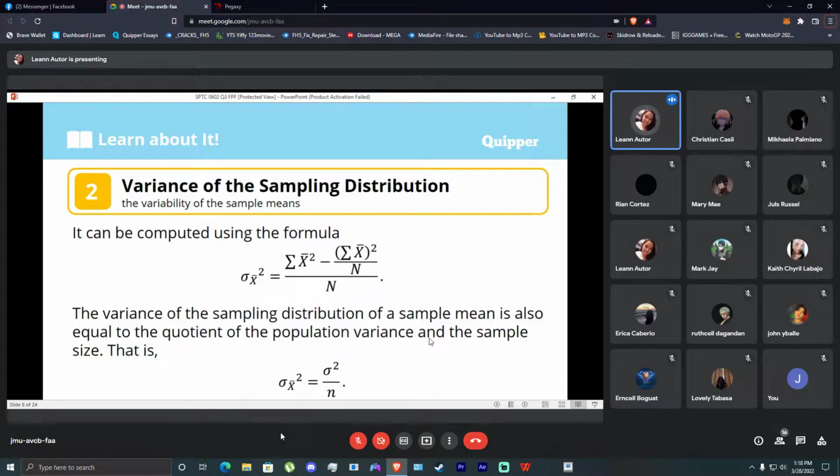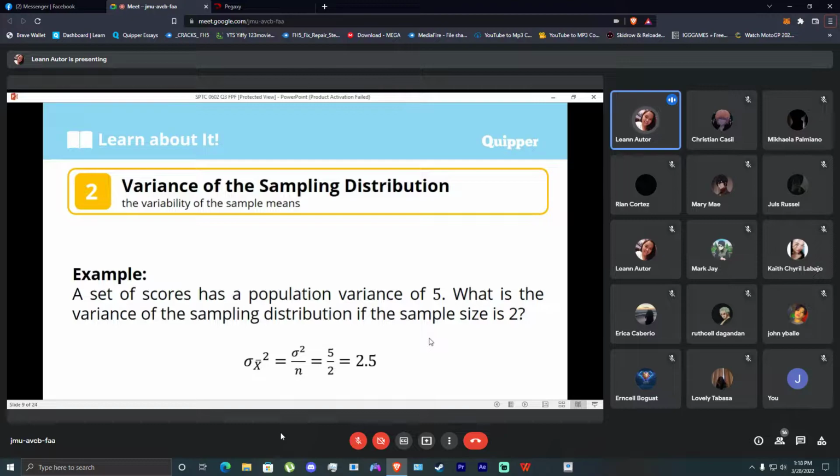So that's why the variance of the sampling distribution is equal to the population variance over n, small letter n, which represents the sample size. All right. So a set of scores has a population variance of 5. What is the variance of a sampling distribution if the sample size is 2? Since the population variance is given and the sample size is given, we can directly get the variance of the sampling distribution of the sample mean, which is equal to 2.5.